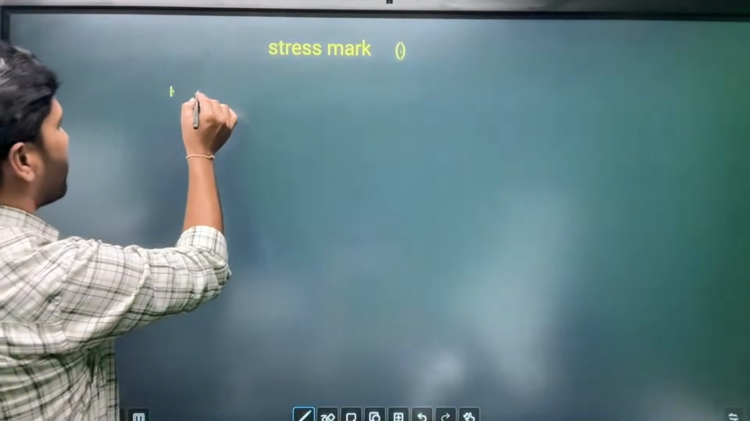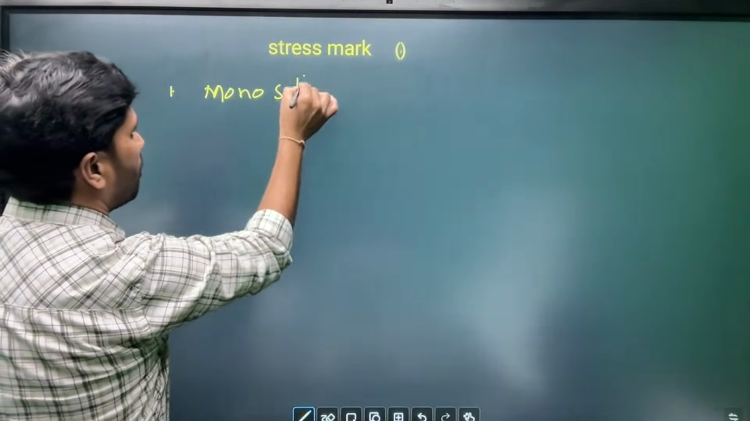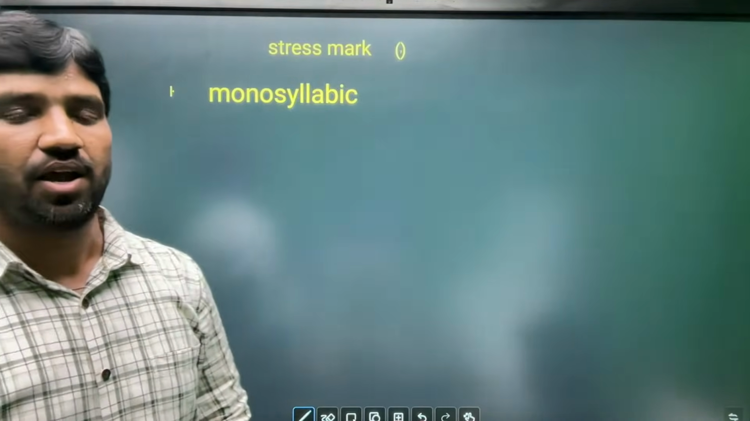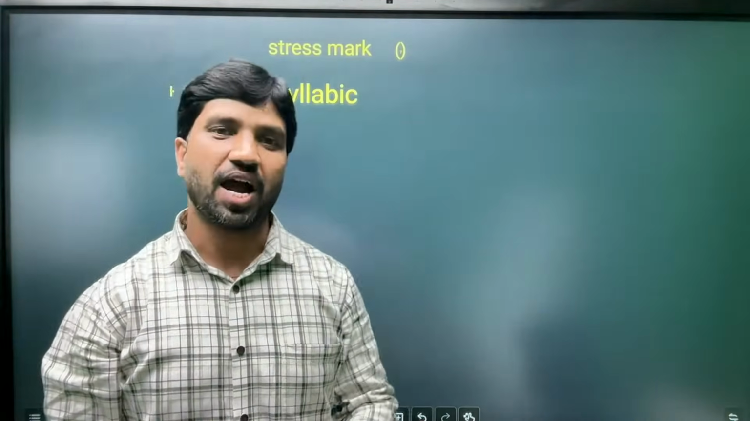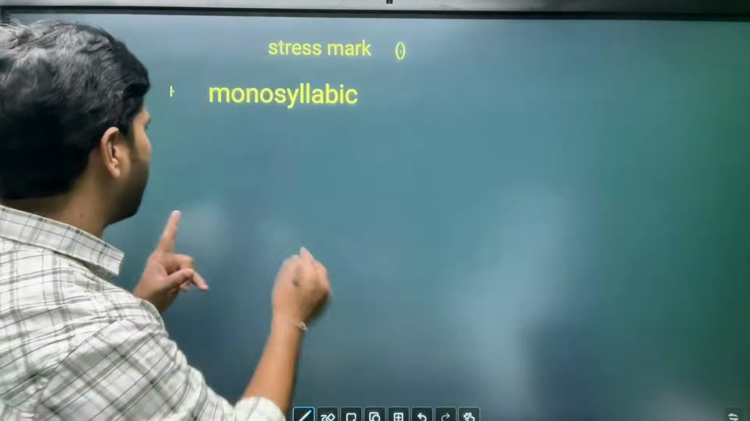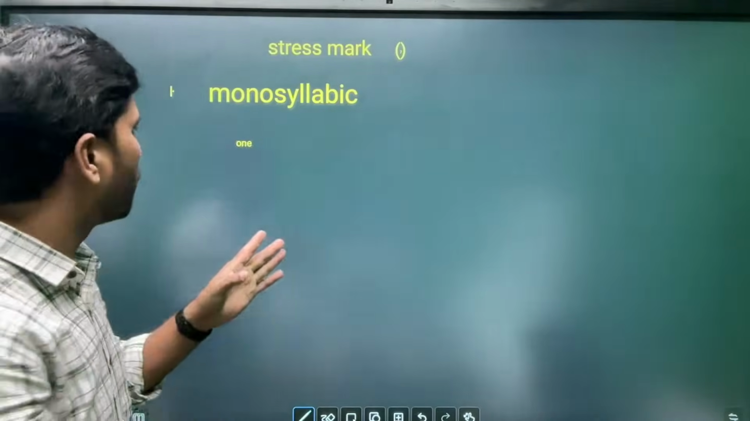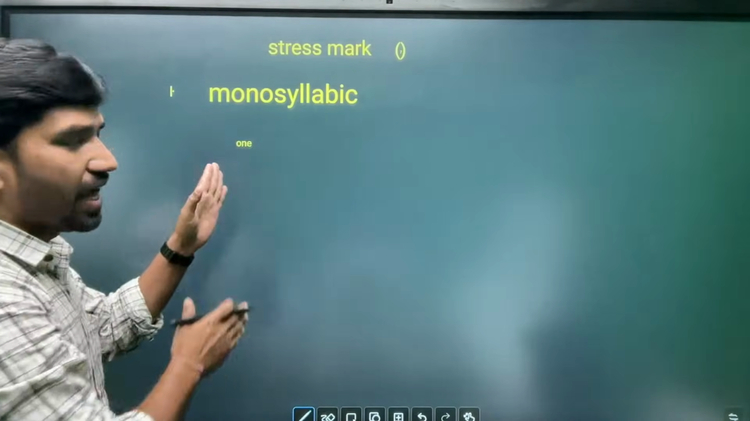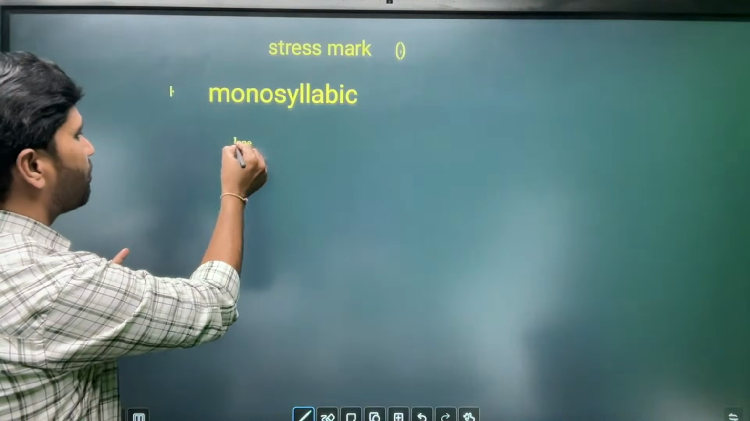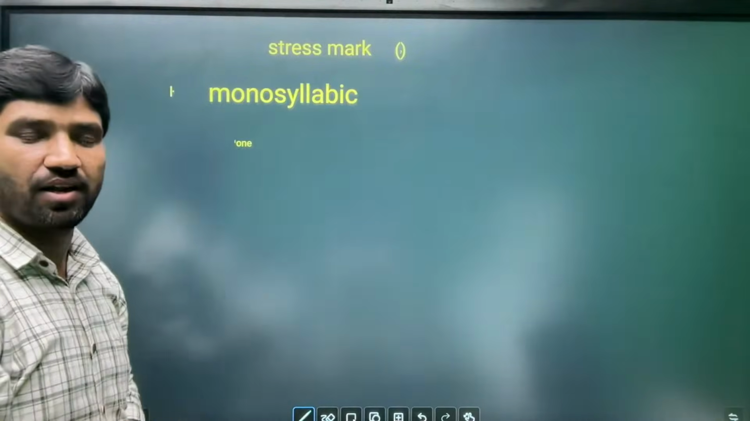The first point is monosyllabic words. Monosyllabic word means when we find a single sound in the word. Single sound means only one sound in the word. For example, one has only one sound. We cannot separate it. For monosyllabic words, the stress mark goes on the first letter.